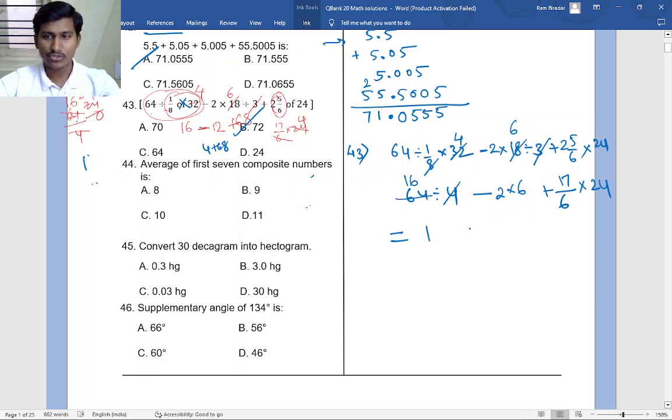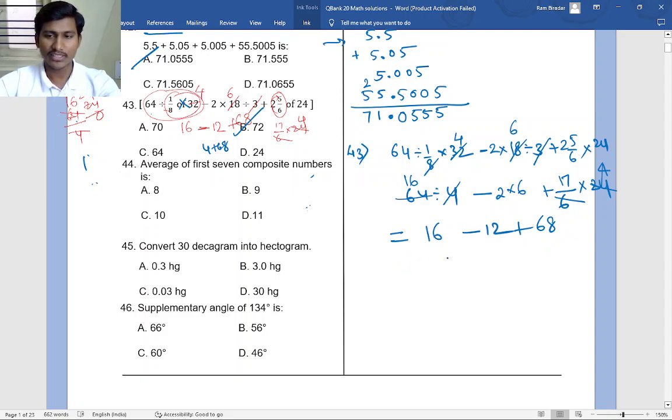12, right? So 16 minus 12 will come, and plus how much? That is 17 by 6 into 24. So let us cancel it. 6, how many is this? 24. 6 4s are 24 here, right? If you cancel, so here 6 and 24 will go away. So 17 into 4 is there. 17 4s are how much? 68, right? So now you do the operation.